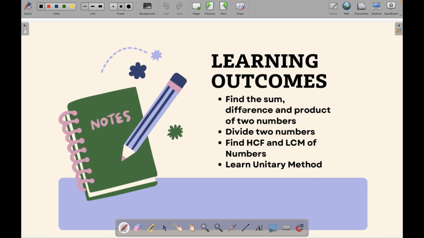So what we'll study in this chapter: first of all, we'll see how to find the sum, the difference, and the product of two numbers, which we can eventually expand to more than two numbers as well. Then we'll see how to divide two numbers. Subsequently, once we have studied product and division, we'll study multiples and factors, right?